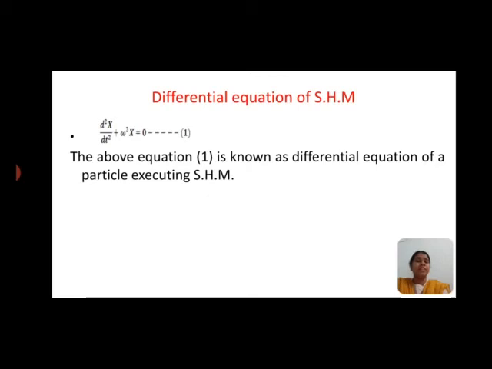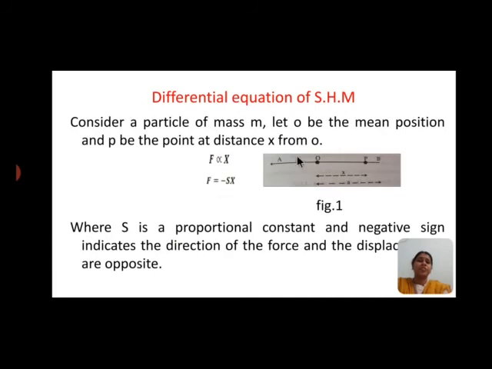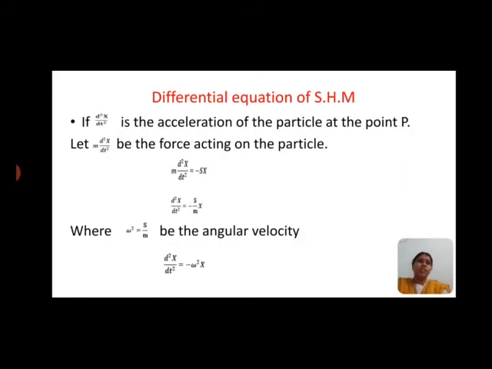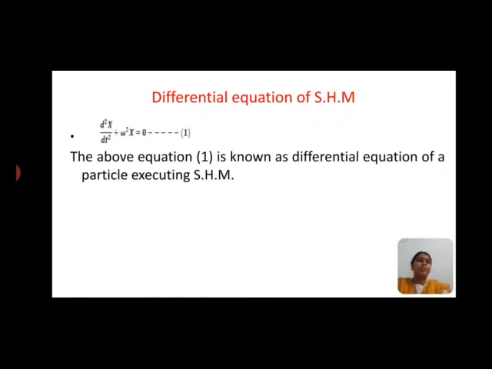The second: when the particle occupies the mean position, that is at the point O, shown here, the acceleration becomes 0. When it is at the extreme position, the acceleration is maximum. When it is at the mean position, the acceleration is 0. And the third point is that acceleration is always directly proportional to the displacement. These are the three points we have to remember.